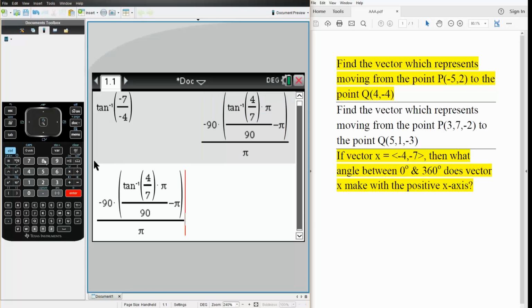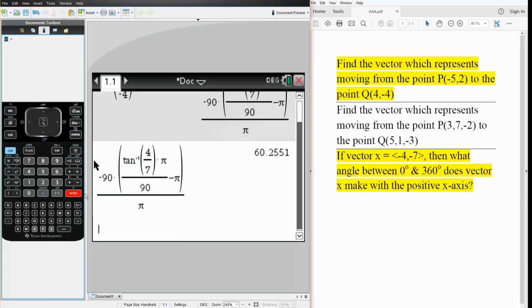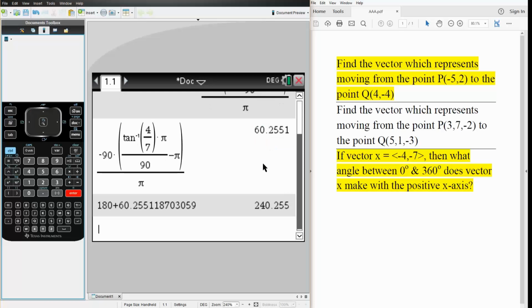So we want an approximation. Control enter, and this is what we get. But this is not the answer, because if you notice, we're at (-4, -7). So we're in quadrant 3. And so 60 degrees is our reference angle essentially. So the final answer would be 180 plus 60, because 60 degrees is only the reference angle. Since we're in quadrant 3, we need to add 180 degrees.